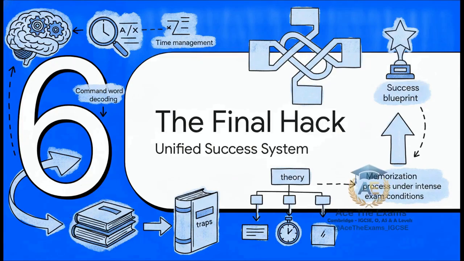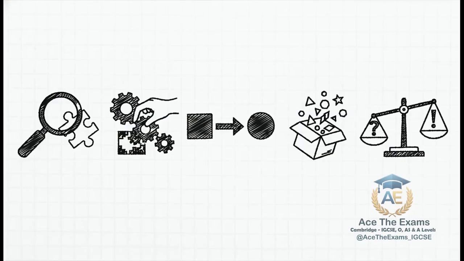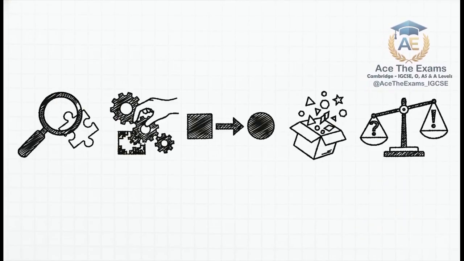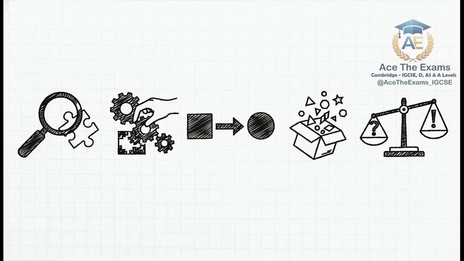We've made it to Section 6, the final hack. This is our unified success system, designed to pull everything we've learned together into one actionable strategy. So, you now understand the complex theory, you know the deadly traps, and you've mastered the required structure. Let's combine all of them into a custom mnemonic memory hack so you never freeze in an exam again.